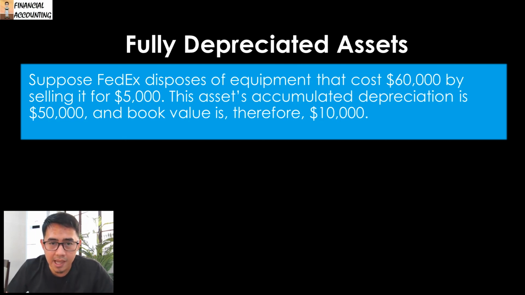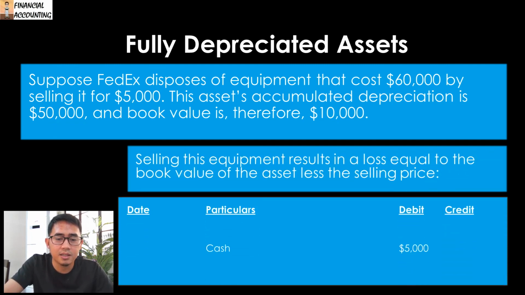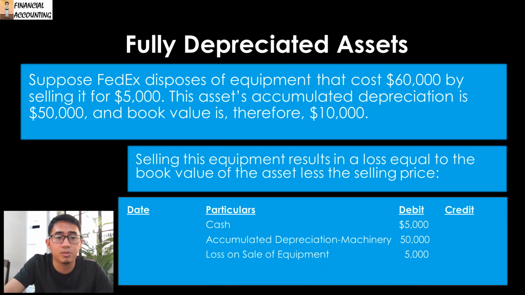So if you sell an equipment with a book value of 10,000 for 5,000, of course, you will recognize a loss of 5,000 pesos. Because it has a book value of 10,000, and you sell it for just 5,000, meaning there is a loss of 5,000. So our journal entry for this is we will debit cash. We will debit accumulated depreciation, machinery to close accumulated depreciation. We will debit loss on sale of equipment, 5,000, and we will credit machinery. Okay? So this is our entry.